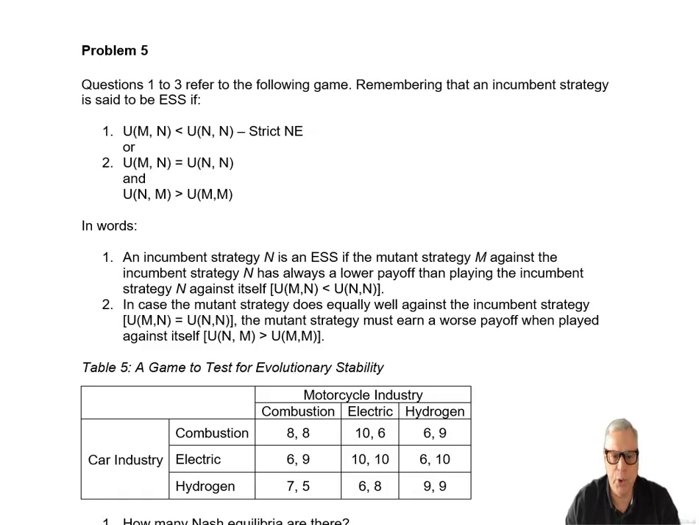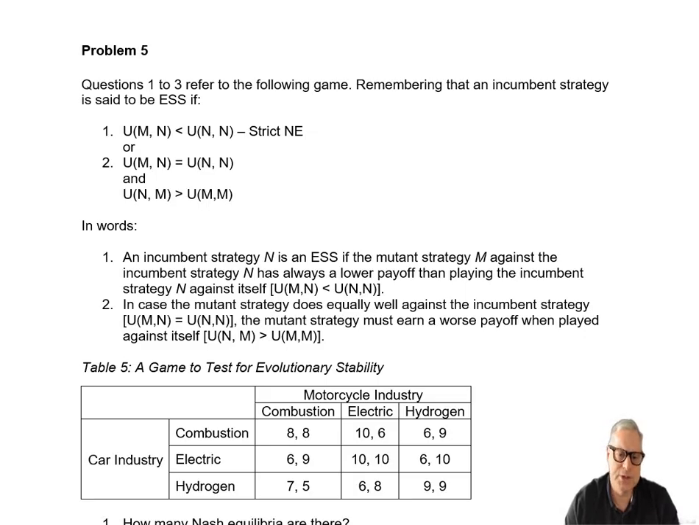But anyhow, in words, one would say the first condition is that an incumbent strategy N is an evolutionary stable strategy if the mutant strategy M against the incumbent strategy has always a lower payoff than playing the incumbent strategy N against itself. Okay, it's still wordy, but that's the Nash equilibrium, the strict Nash equilibrium, and it still can be somewhat understood also in words.